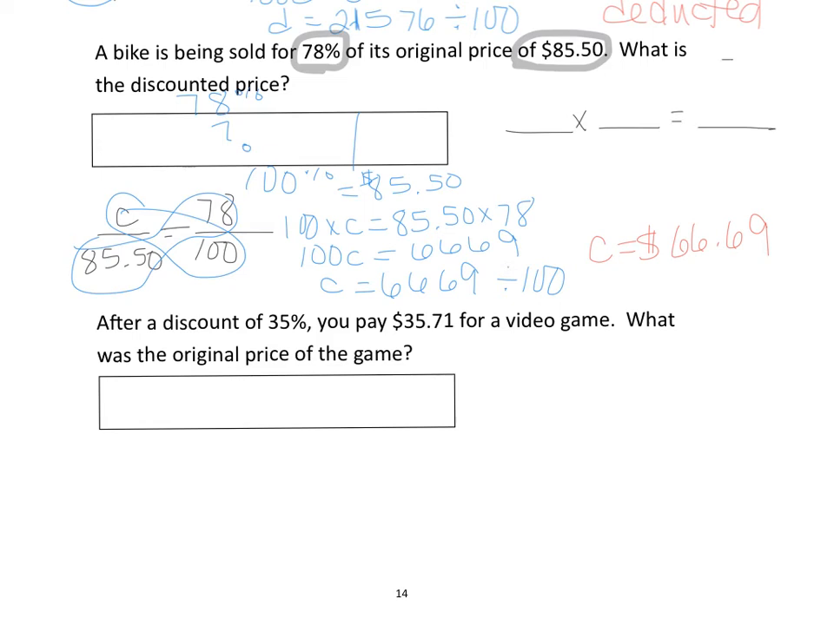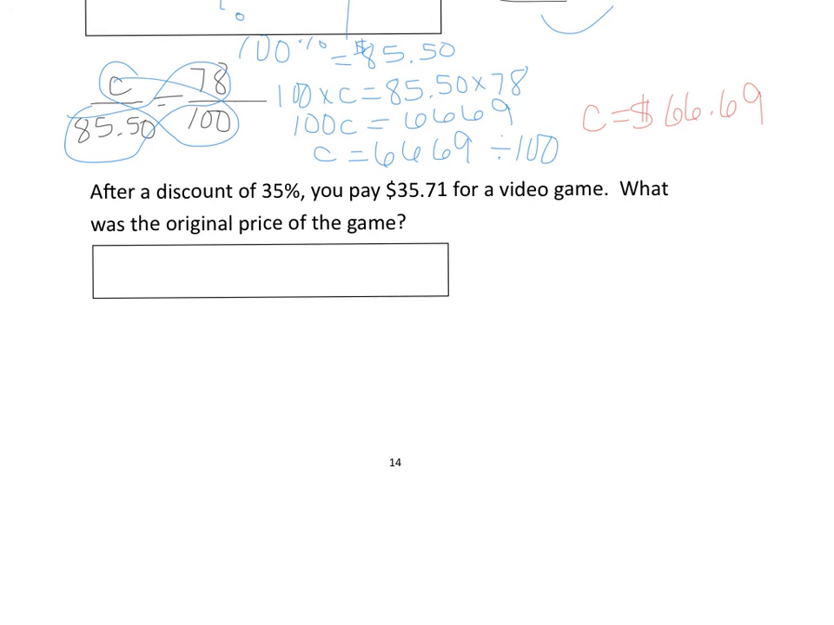Since we're talking about 78%, you move it 2 spaces to the left, add your decimal, and you get 0.78. The original price, the total amount, is $85.50, and we want to know what the cost is going to be. So we multiply 85.50 times 0.78.